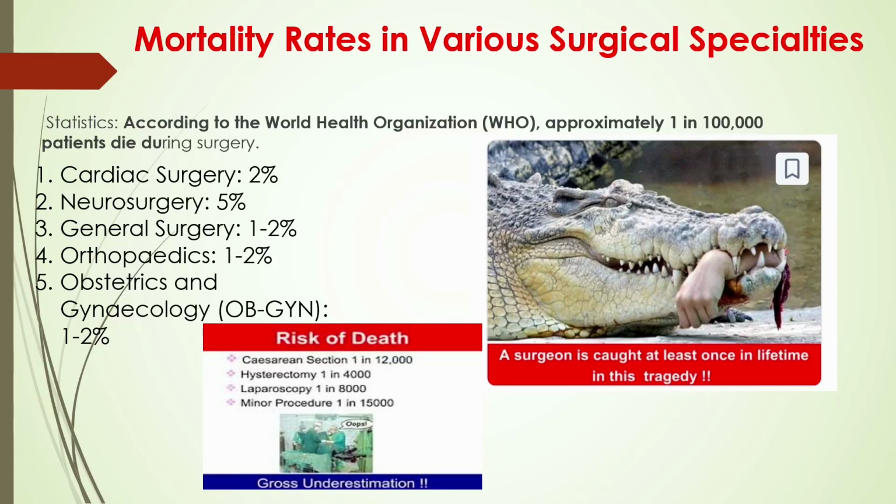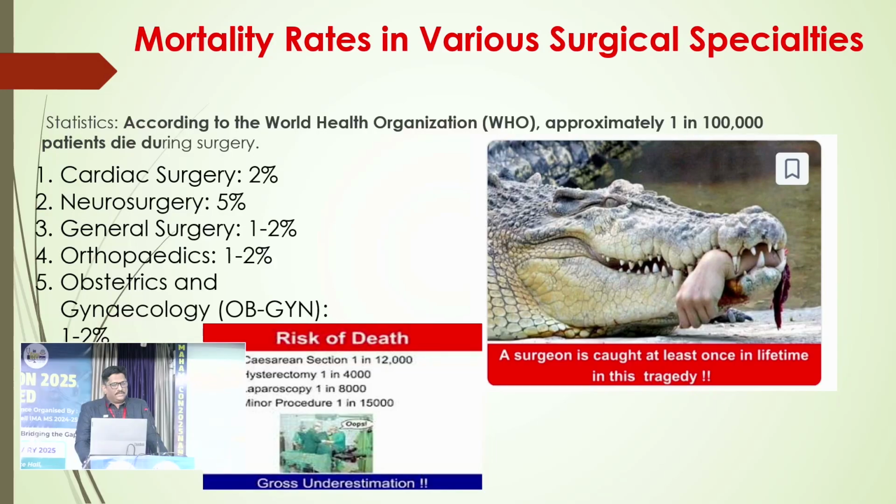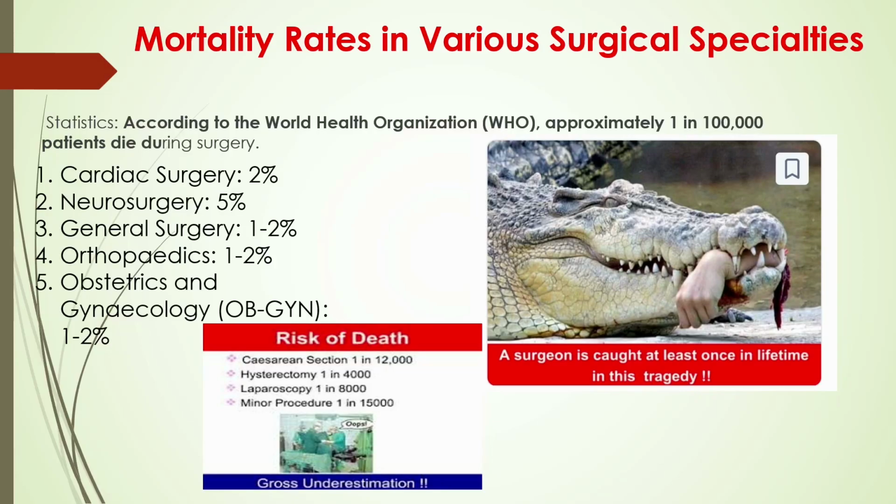As per statistics of WHO, 1 in 1 lakh patients die during surgery on table. Percentages are 2% in cardiac surgery, 5% in neuro, 1 to 2% in general surgery, orthopedic surgery and obs-gynec. It is more common and grossly underestimated in gynec surgery, such as 1 in 12,000 in cesarean section, 1 in 4,000 in hysterectomies, 1 in 8,000 in laparoscopy, and 1 in 15,000 in minor procedures. And a surgeon is caught at least once in his lifetime in this tragedy.